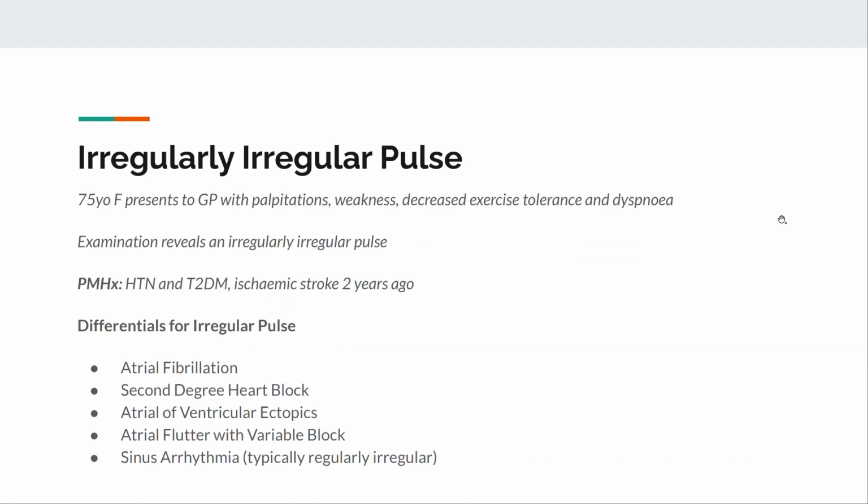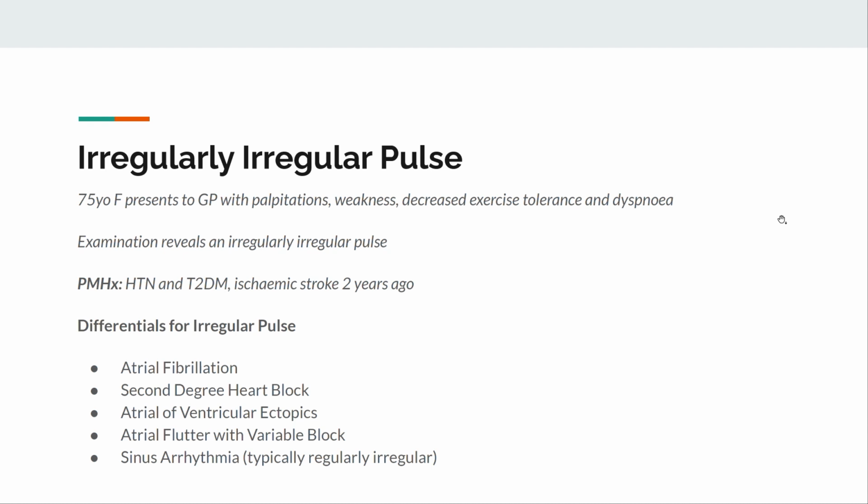A 75-year-old female comes to the GP with palpitations, weakness, decreased exercise tolerance, and shortness of breath. On examination, you note that when feeling her radial pulse, it's irregularly irregular. Her past medical history has high blood pressure, diabetes, and a stroke 2 years ago, which was an ischemic stroke. So what are the causes of an irregular pulse? The most common would be atrial fibrillation.